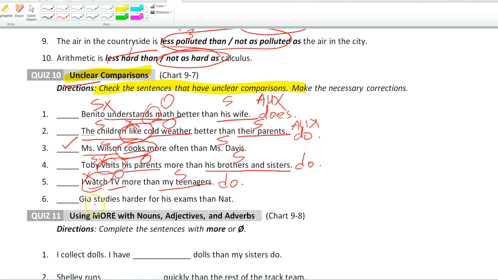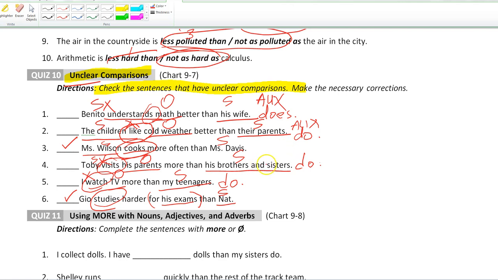Okay, here we have Geo. Geo studies harder for his exams than Nat. Okay, so we need Nat to be a subject. And here, do we have an object? We have studies harder. And yes, this is a noun, but this noun is inside the prepositional phrase, which means this cannot be an object of study. So this one has no object, and we don't have to add an aux or modal. So, yes, this can be confusing, and that's why it's called unclear.